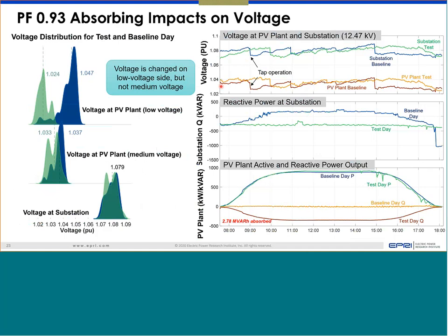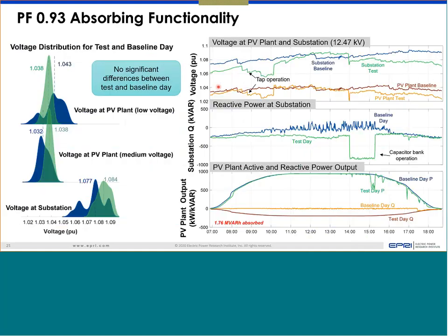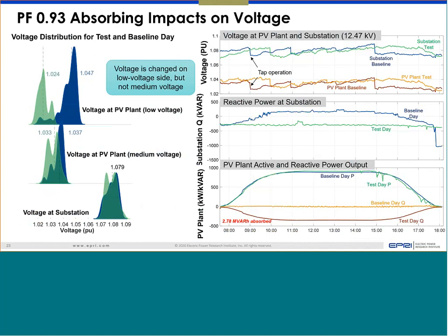Okay, and if you compare the reactive energy absorbed, at 0.98 it was 1.76 megawatt hours, and on this day at 0.93 it was almost 2.78. So you can clearly see that more and more reactive energy will be absorbed if you go with a more aggressive power factor setting, and that has to come from somewhere. So this is the end of power factor.